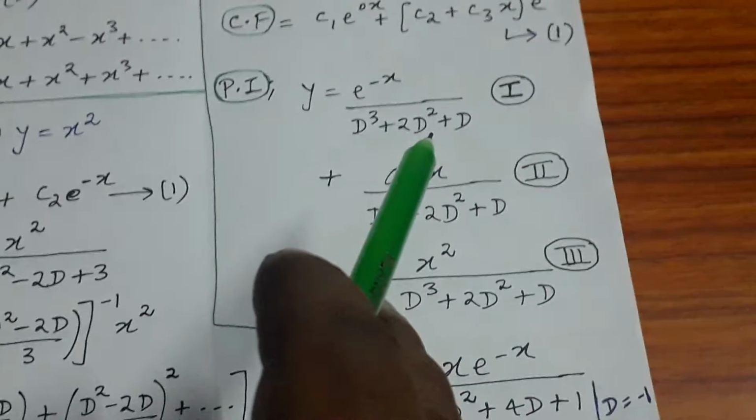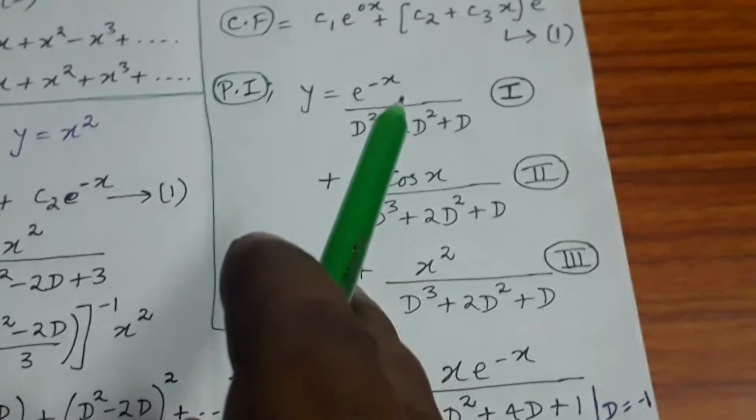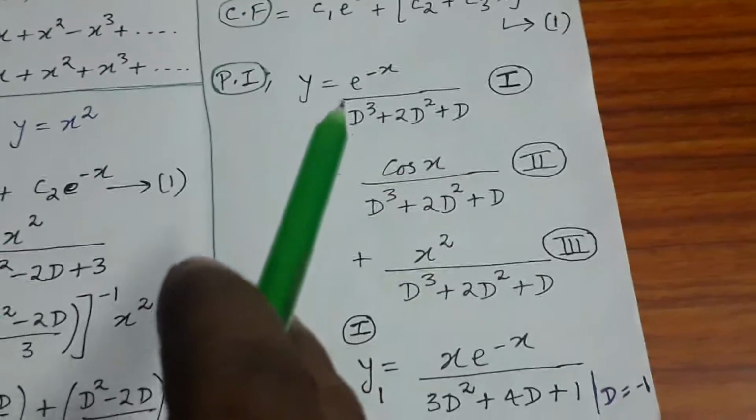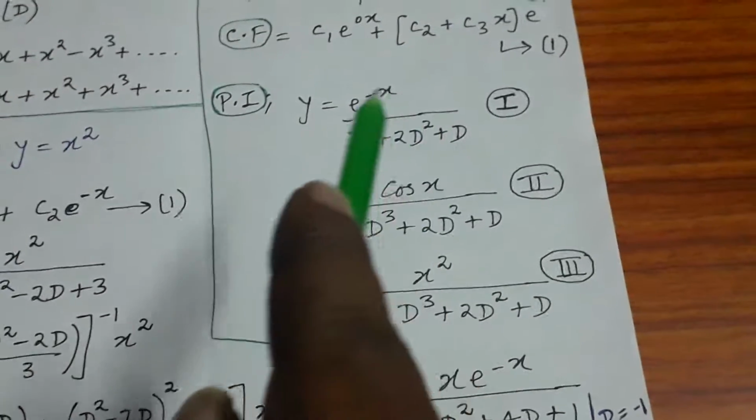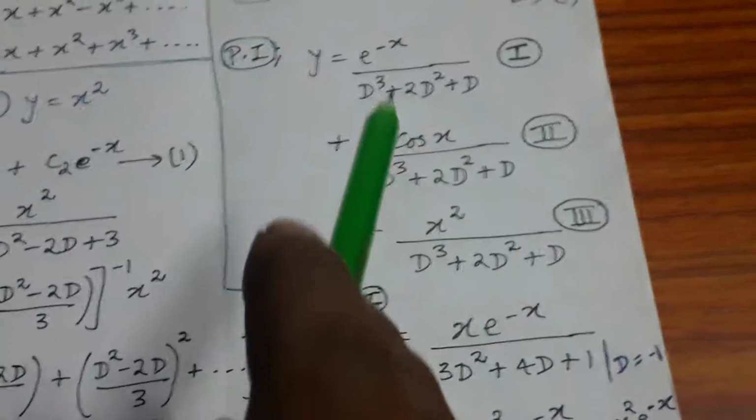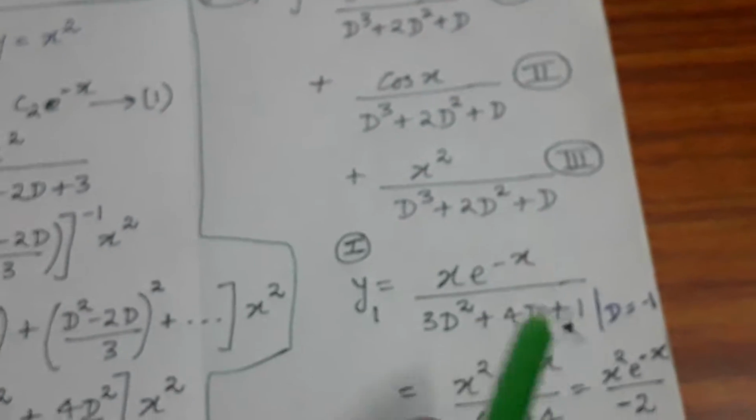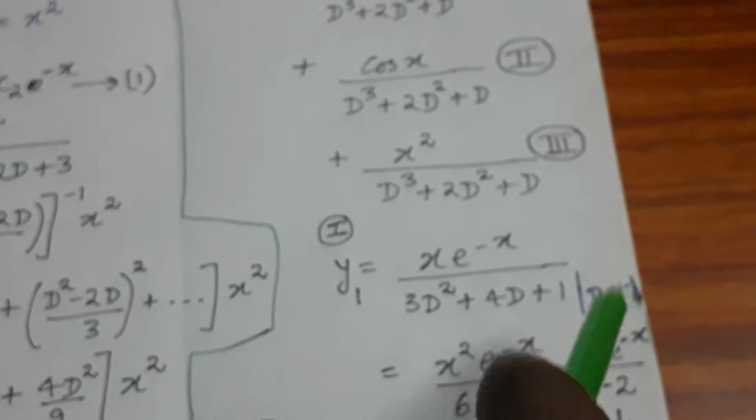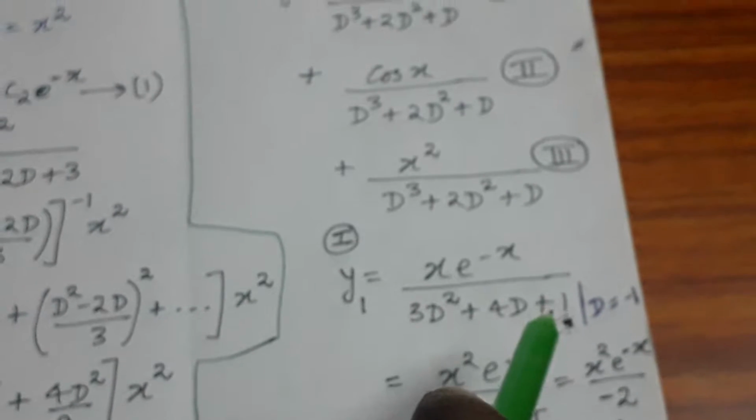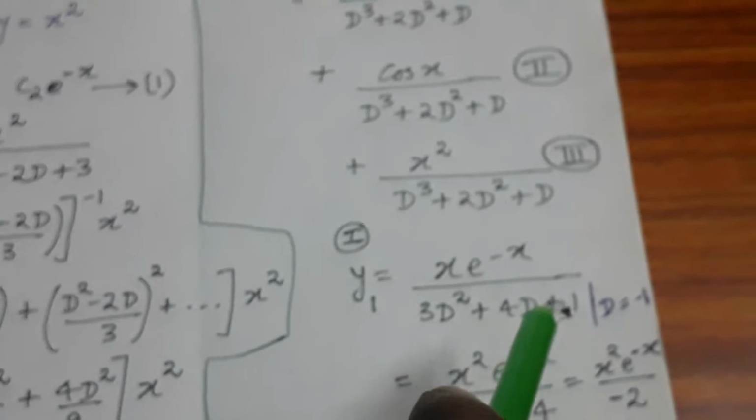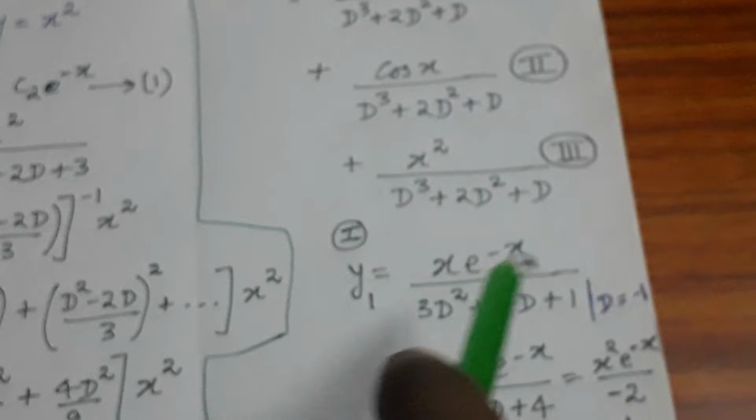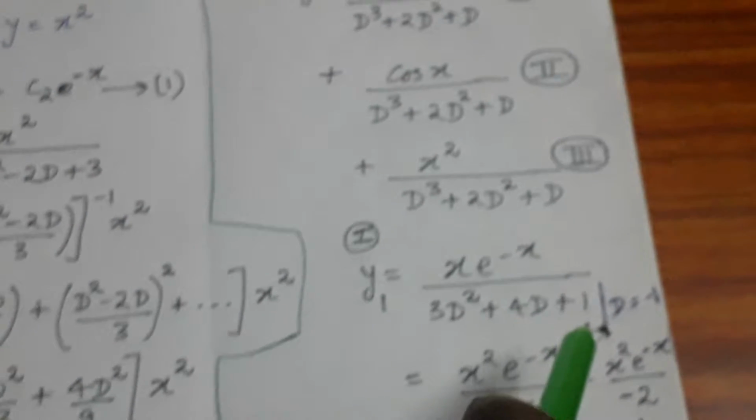Again I am telling you, in the previous videos, you can tap my photo and get them. Then you know the procedure. So differentiate: 3D square plus 4D plus 1. Now substitute D is equal to minus 1 as usual. When we substitute D is equal to minus 1, again this will be 0. So what do you have to do? You have to put x square and e power minus x, and again differentiate this.